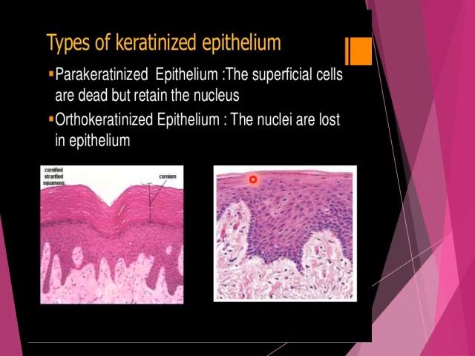In parakeratinized epithelium, the superficial cells are dead but retain the nucleus, while in orthokeratinized epithelium, the nuclei are lost. All the other layers are like the orthokeratinized, which include the basal cell layer and spinous cell layer, and maybe a granular cell layer is present or absent, and the nucleus is retained in the keratinized layer.